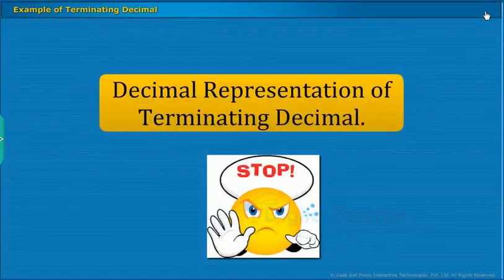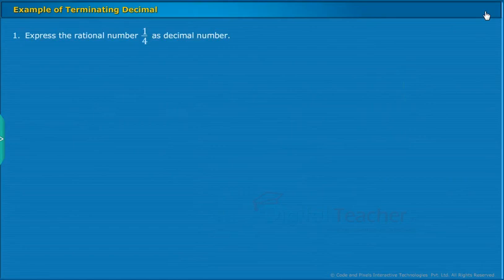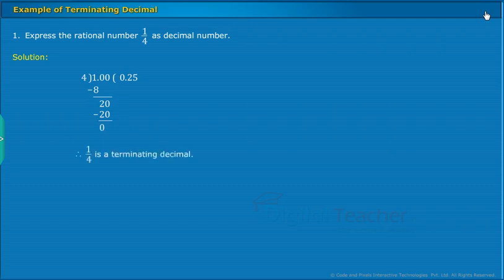Let us see an example on decimal representation of terminating decimal. Express the rational number 1 by 4 as decimal number. Solution. When 1 is divided by 4, we get as follows. Therefore, 1/4 is a terminating decimal.